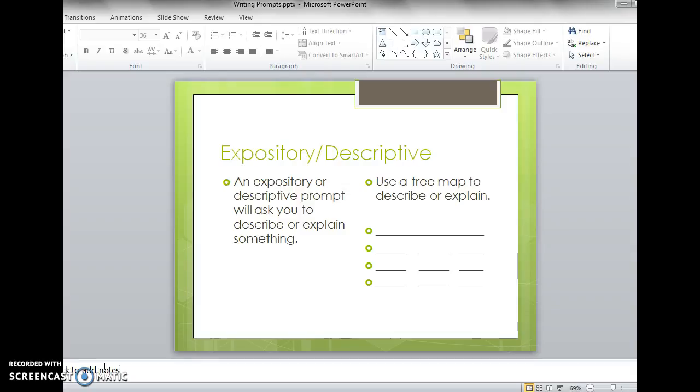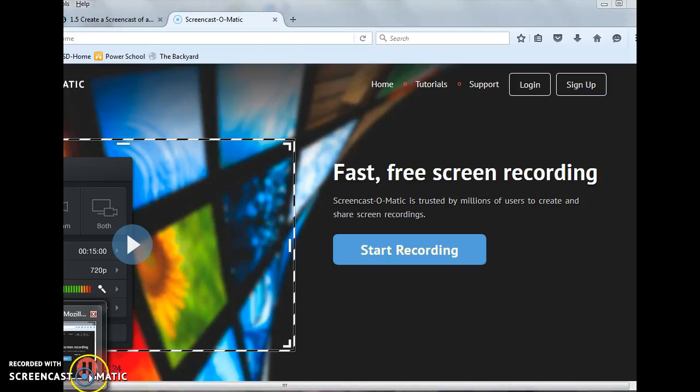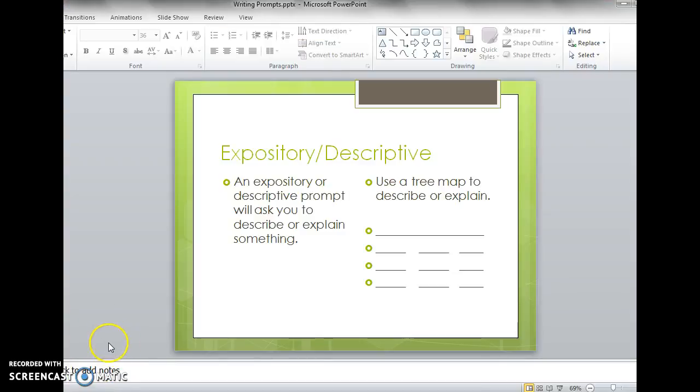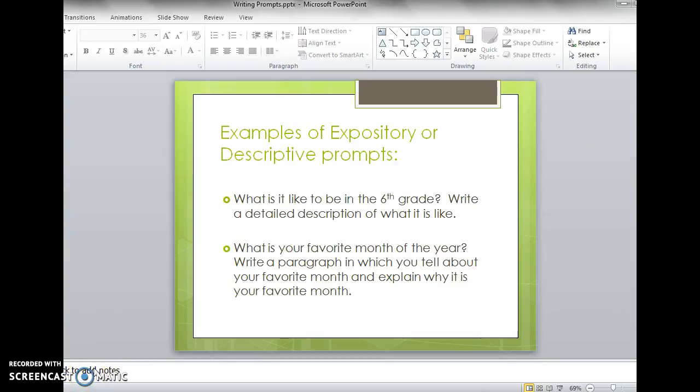It is best to use a tree map when you plan. Here are some examples of expository or descriptive prompts. Take a moment to read them to yourself.